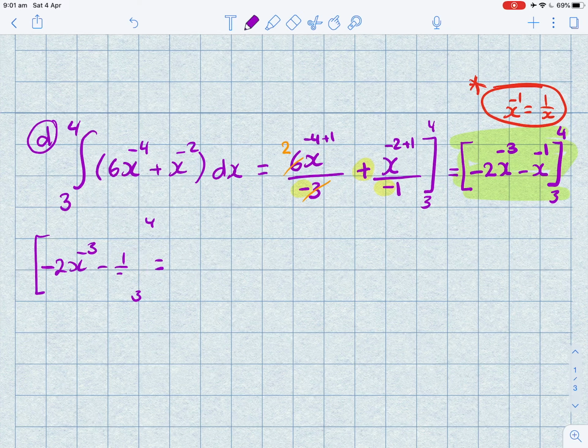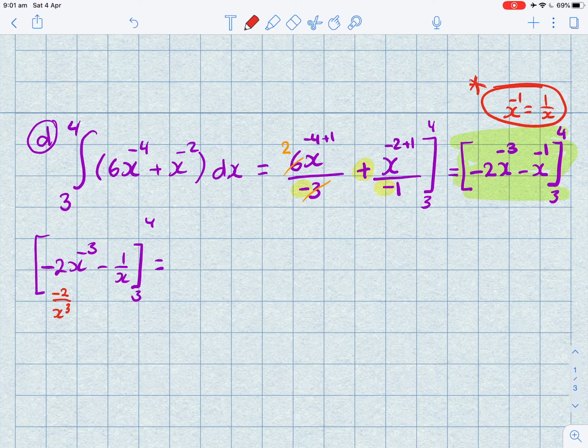Minus 1 over x, which is the x to the power minus 1. Same thing. Right, so now this is going to be... And even the same thing if we write x to the power minus 3, it means minus 2x over x to the power 3. So this also means the same thing. It means minus 2 over x to the power 3.